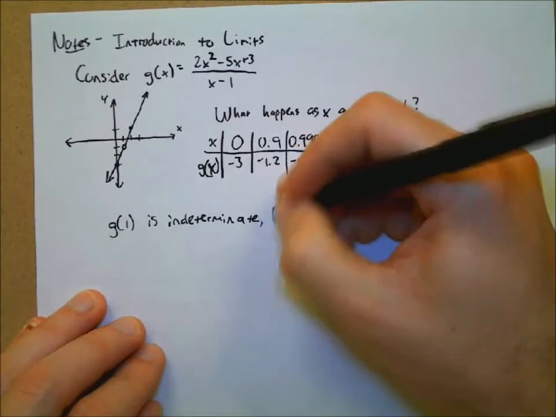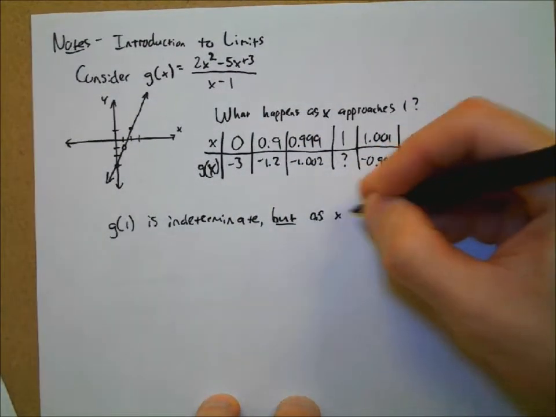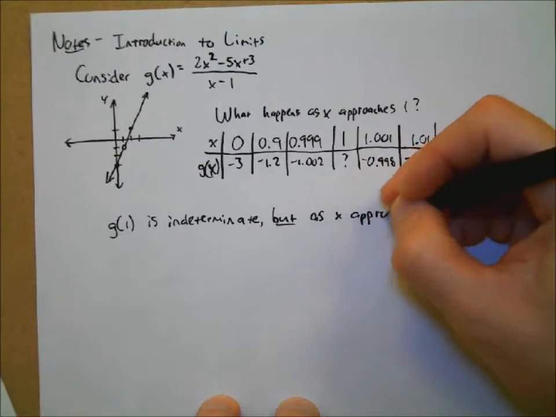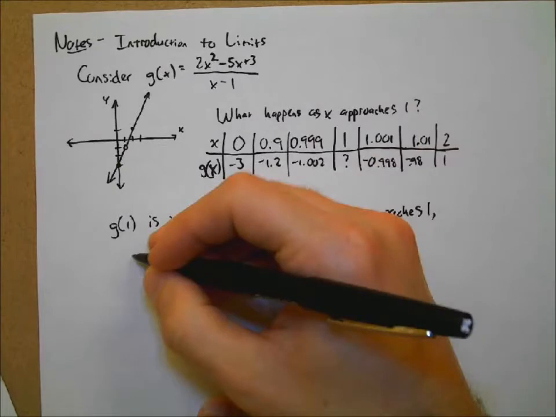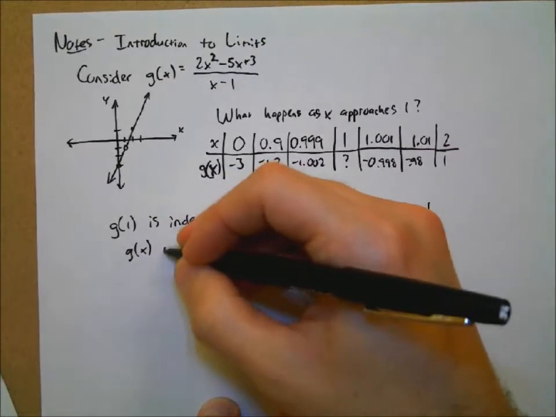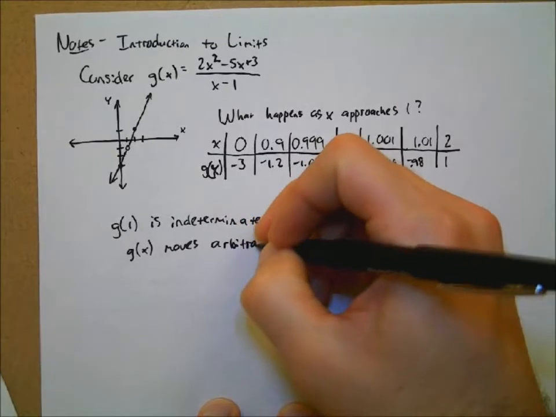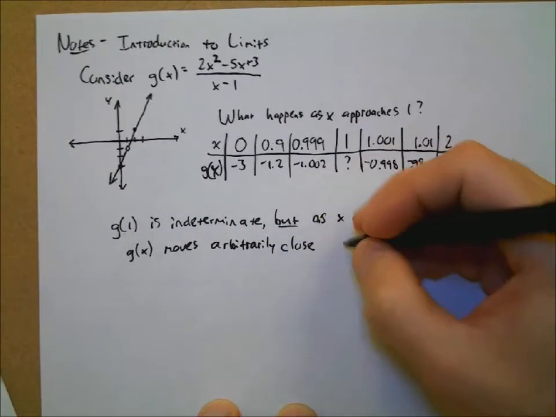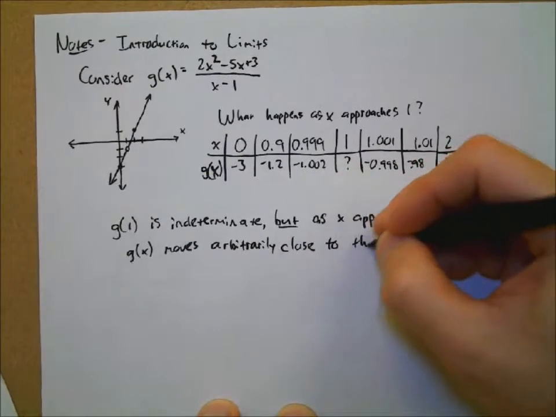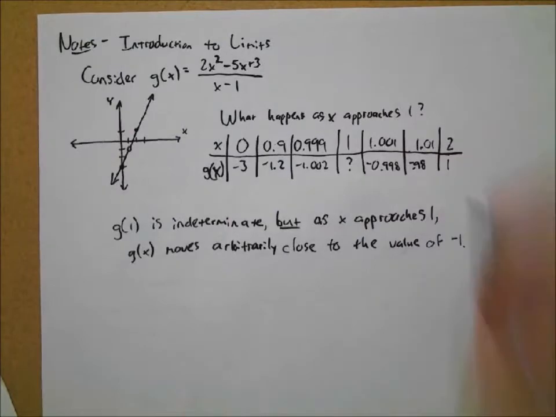But as x approaches 1, g of x moves arbitrarily close. I'll explain what that little phrase means. Arbitrarily close to the value of -1. Okay?